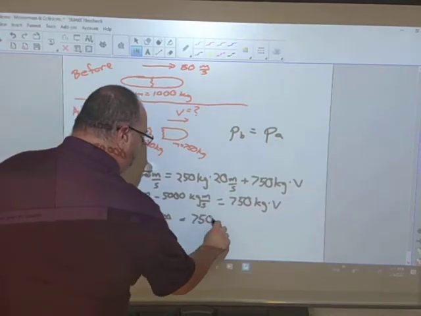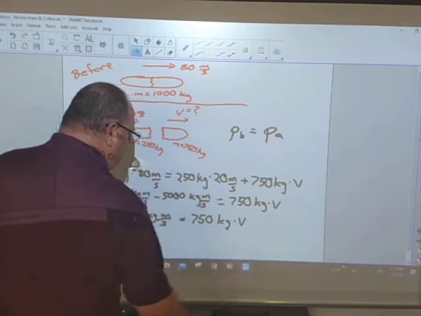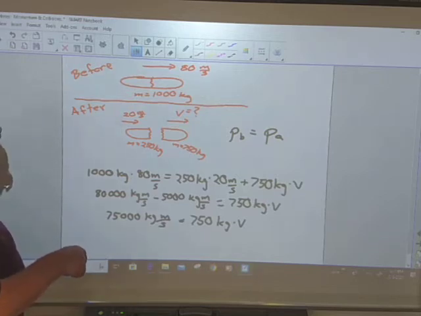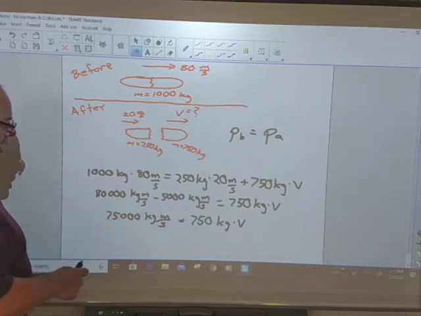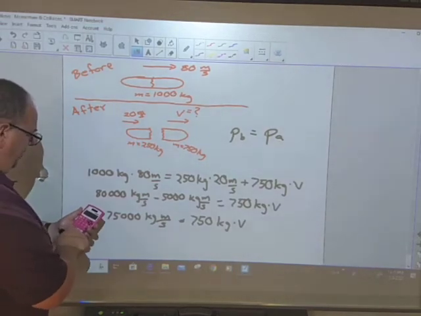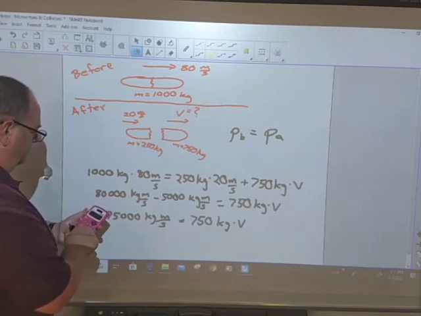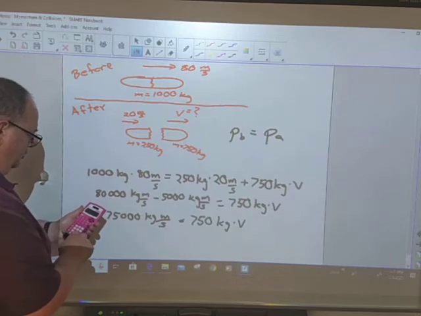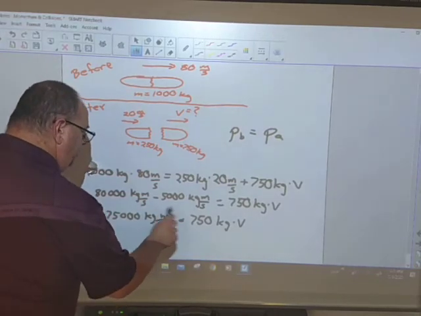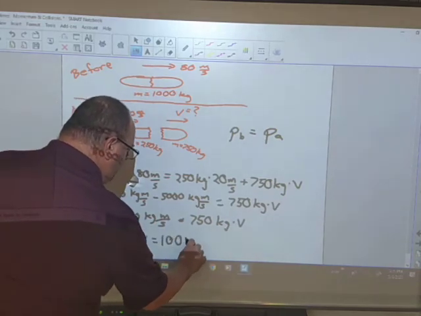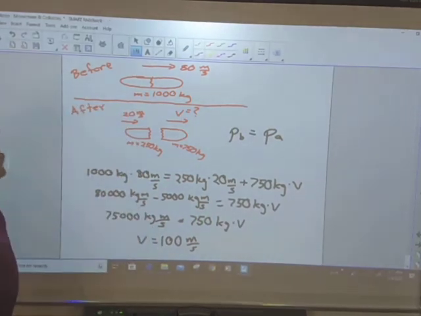equals 750 kilograms times V. So if I divide by 750, is that 100? Yeah, that's 100. I'm going to punch into my calculator so I don't make some silly mistake, but it looks like this is a problem we didn't need a calculator for. Kilograms are going to cross off when we do that. So our final velocity is 100 meters per second.